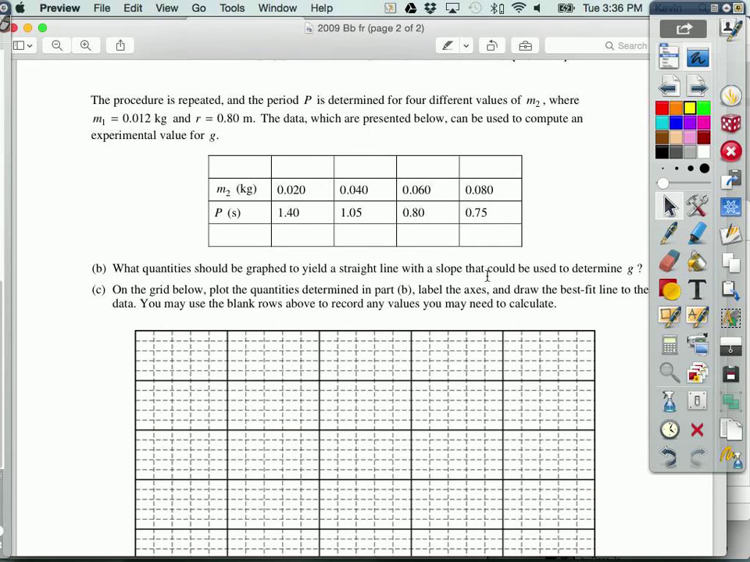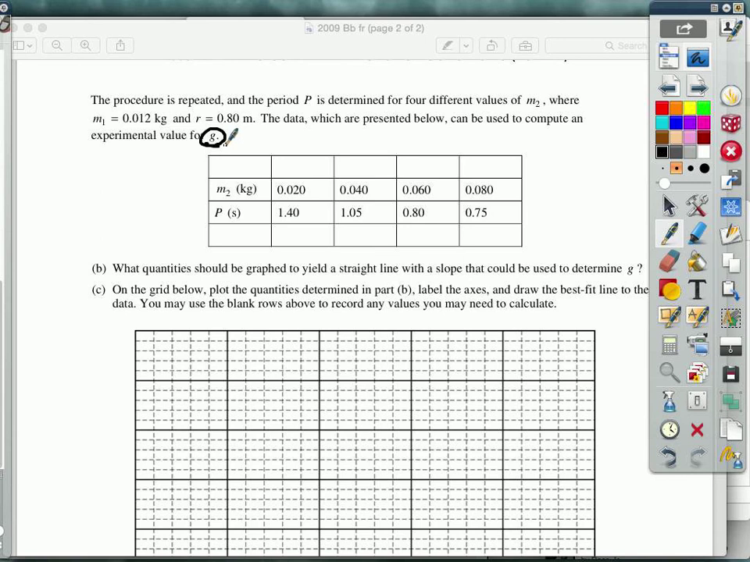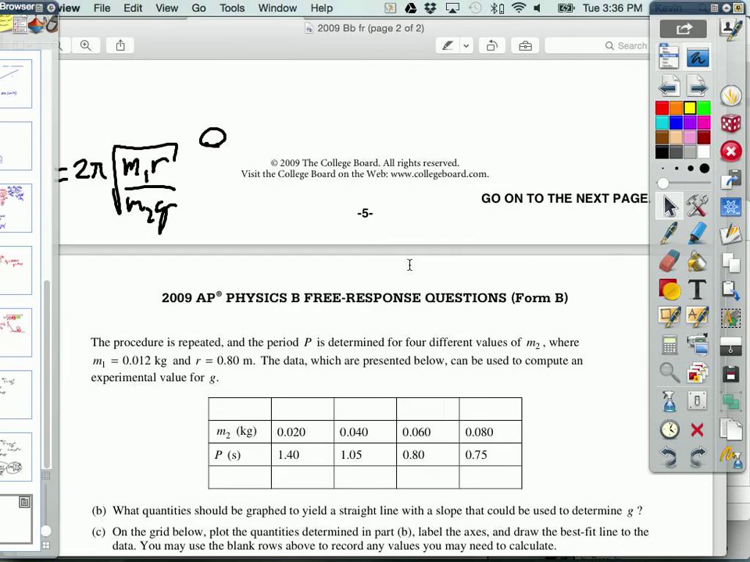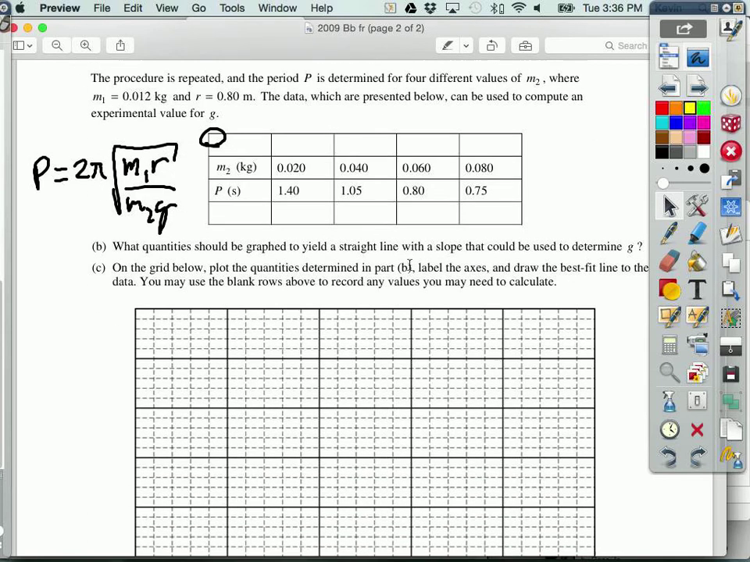Here, if they want us to solve for g, so if I took that thing which said P is equal to 2 pi times the square root of m1r over m2g. Just double check to make sure that's the right thing. 2 pi m1r over m2g, so that's right.